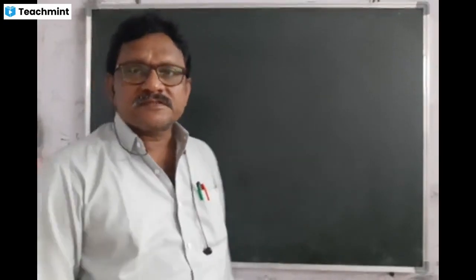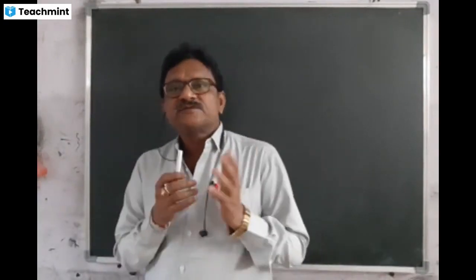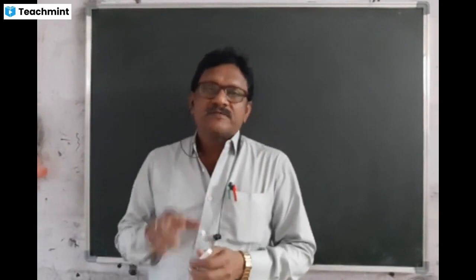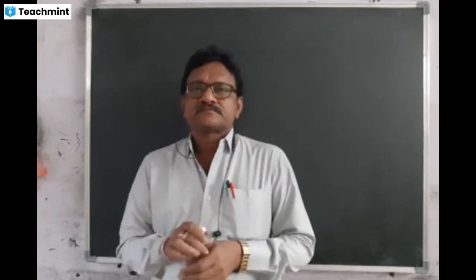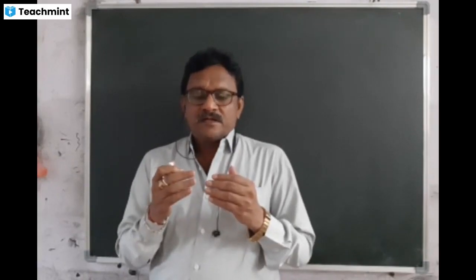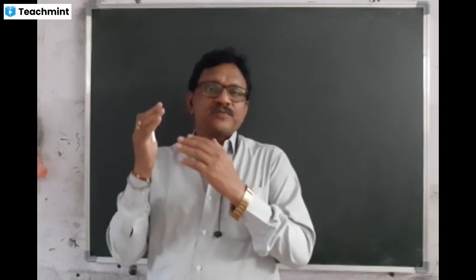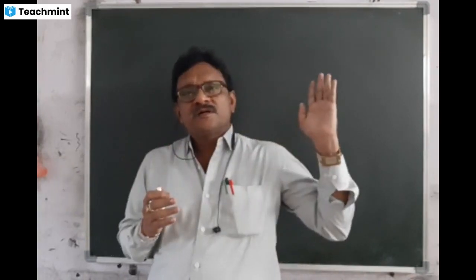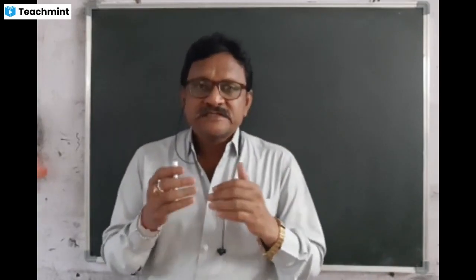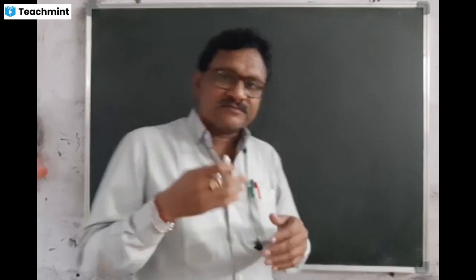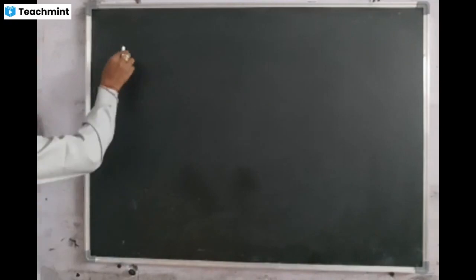Okay, in the last class we studied different types of groups from the first group to the zero group. Today I want to write the group elements one more time, from the first group to the seventh group and the eighth group, which is also called the zero group. Just write once again for remembering purposes.